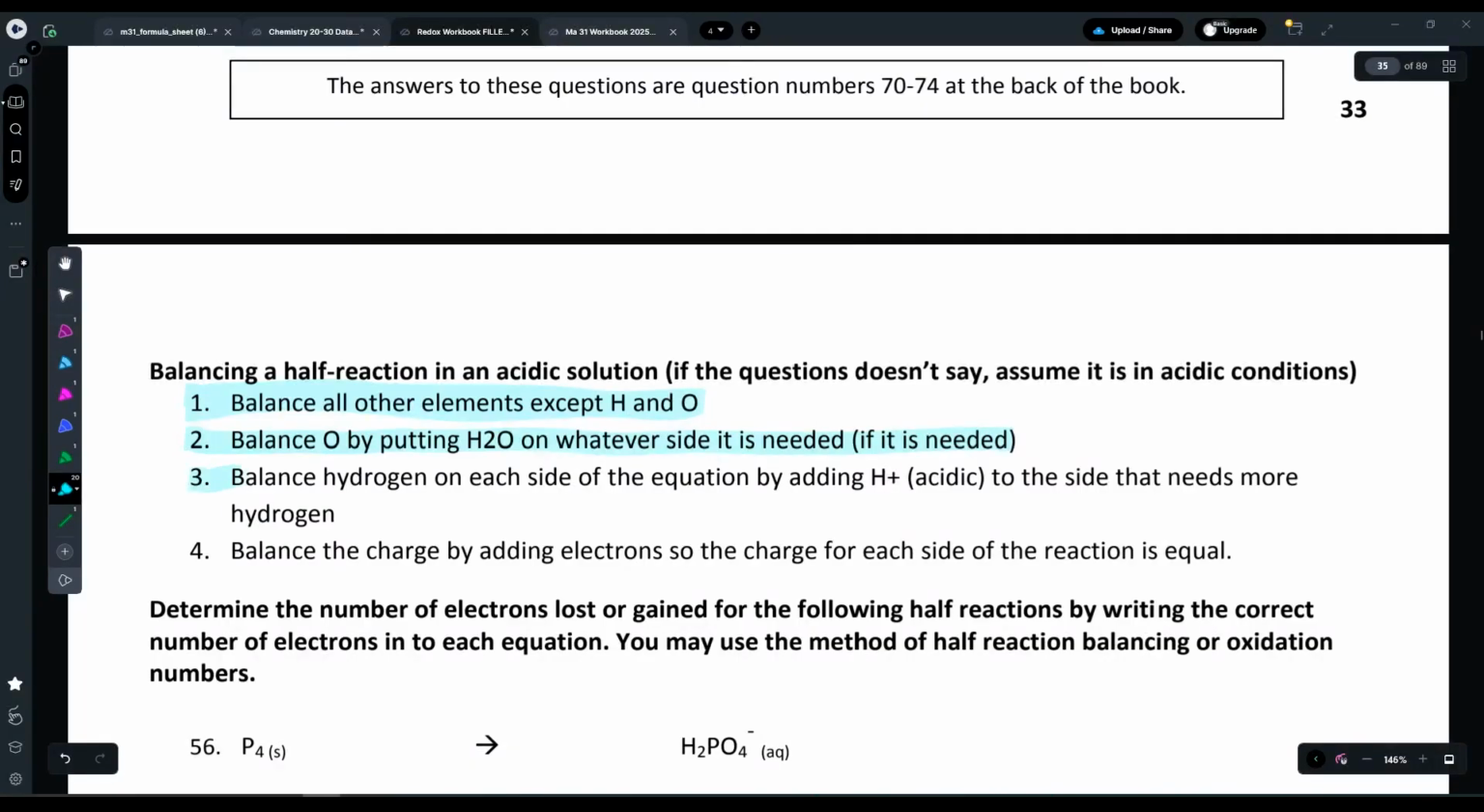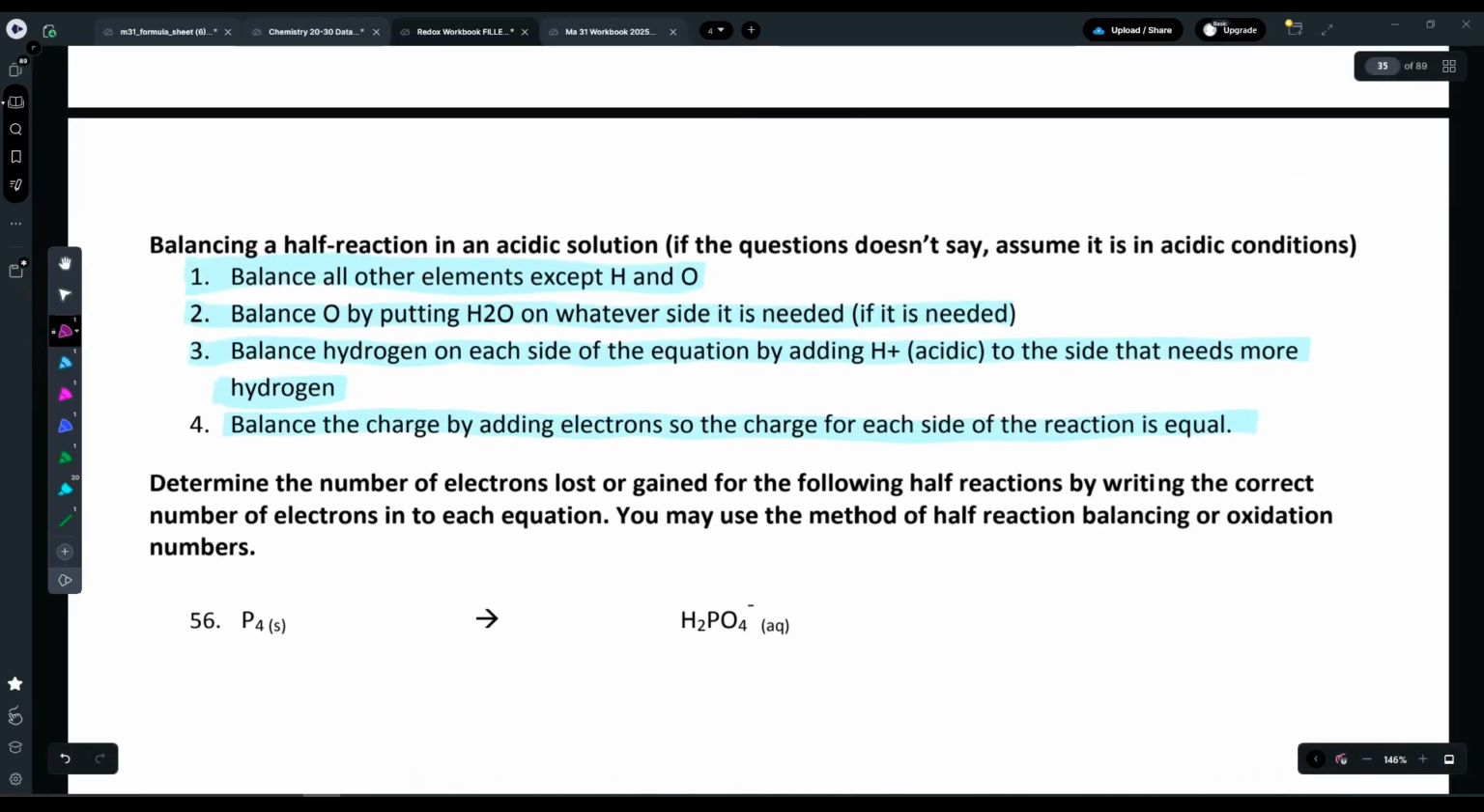Step number 3, we're going to balance hydrogen on each side of the equation by adding hydrogen ions. And we can do that because we're working with acidic conditions. So you're going to go to whatever side has the least amount of hydrogens and add the H+ ions to balance it out. And then step 4, you're going to balance the charge by adding electrons on whichever side has the more positive charge to it.